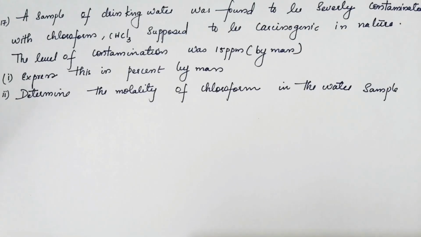Question number 17 says, a sample of drinking water was found to be severely contaminated with chloroform, which is CHCl3, supposed to be carcinogenic in nature. The level of contamination was 15 ppm, that is parts per million, by mass. First question is, express this in percent by mass. Second, determine the molality of chloroform in the water sample.